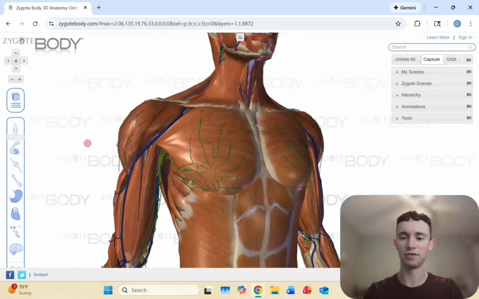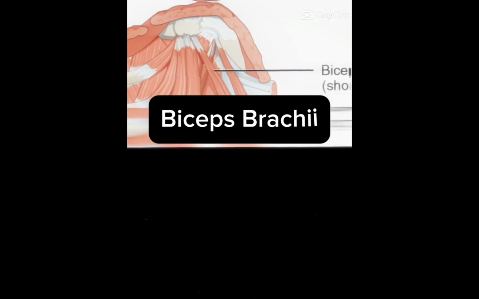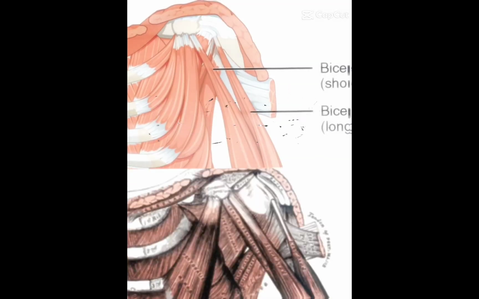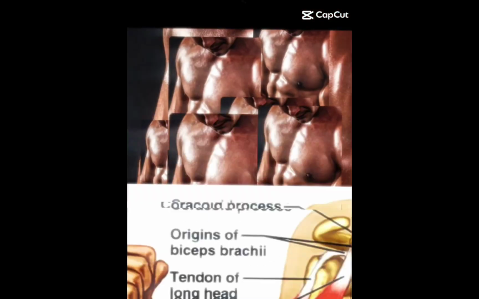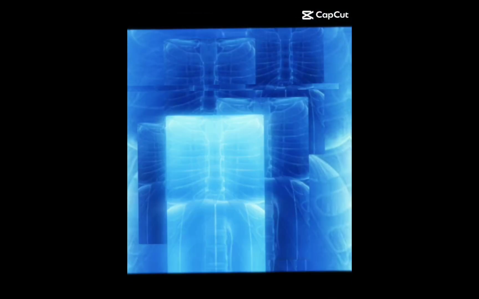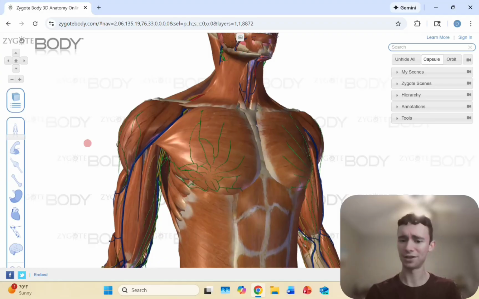Welcome to another video. Today we're going to be going over the muscles of the chest and the upper arm, which includes one of the most, if not the most famous muscle in the entire body, the bicep! So, let's get right into it.